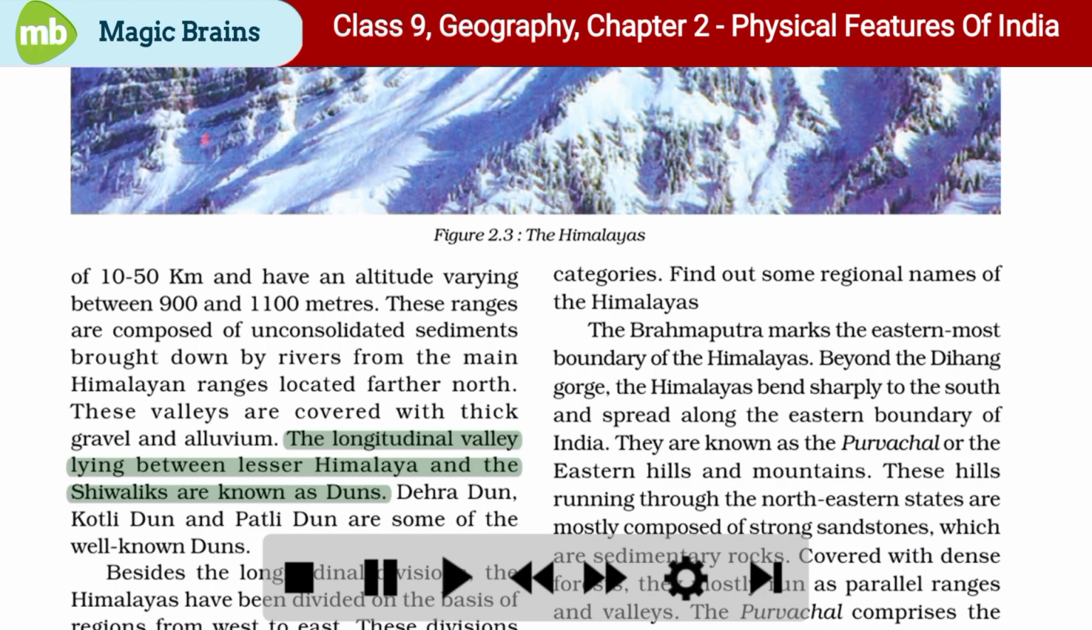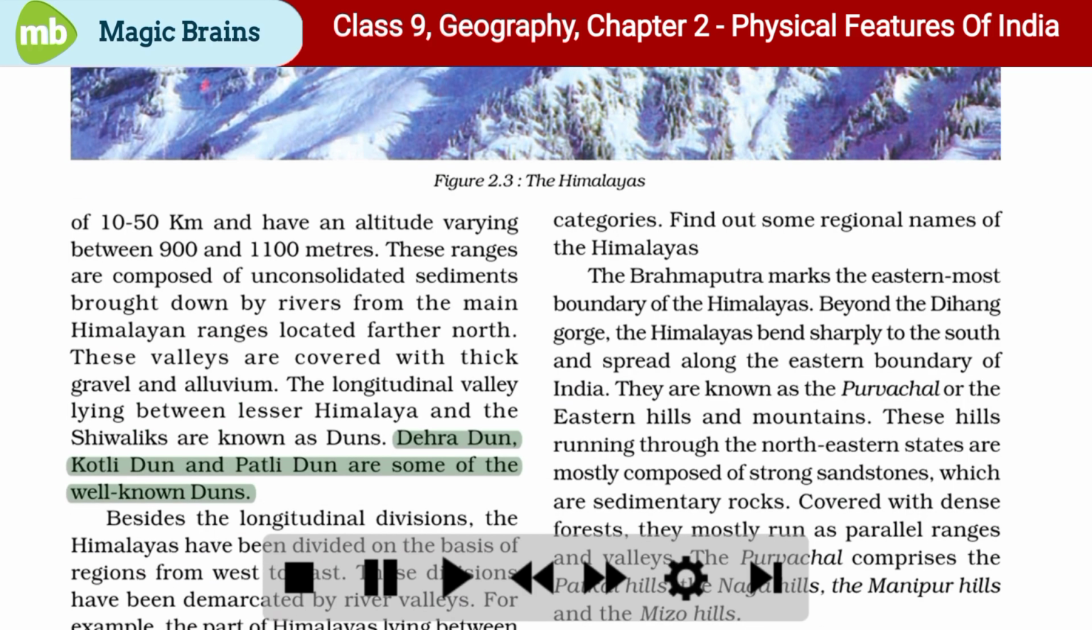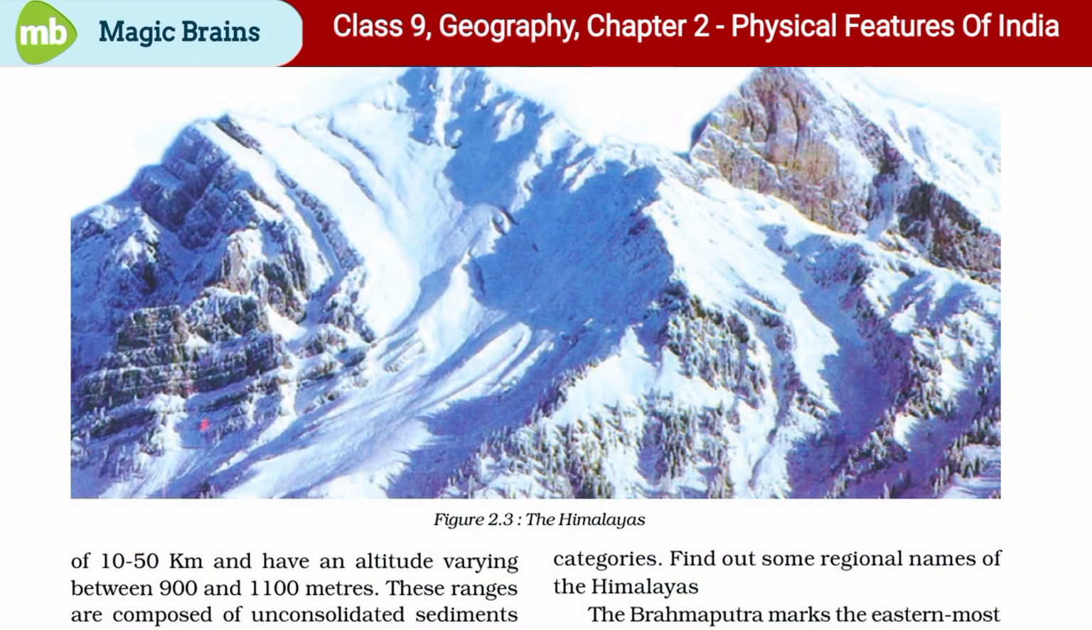The longitudinal valleys lying between the Lesser Himalaya and the Shivaliks are known as Duns. Dehradun, Kotli Dun and Patli Dun are some of the well-known Duns. Figure 2.5, a picture showing the Himalayas.